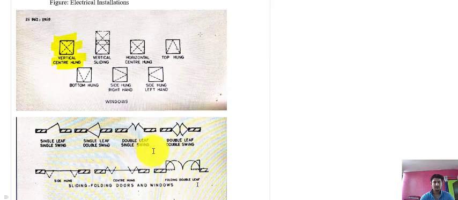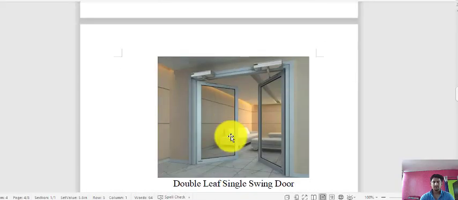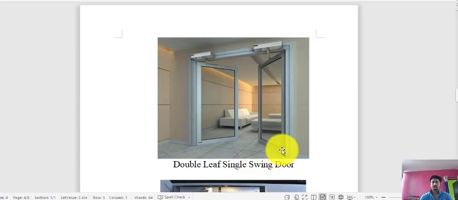Now we come to double leaf single swing. That type is here, double leaf single swing. There are two leaves here and they can swing to one side. Either it can move inwards or it can move outwards. You can imagine that. So that is a double leaf single swing door.